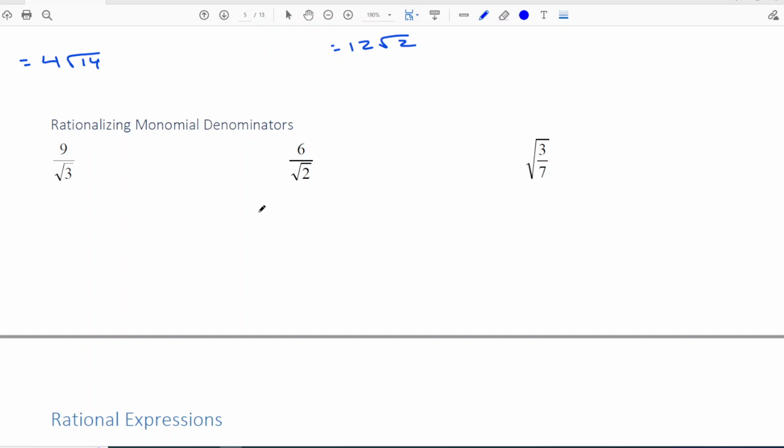The other thing that we're going to do with radicals is something called rationalizing monomial denominators. And this can get way harder than I've got it here, but this is all you really need to be able to do for Math 60. So what it's going to be is that you'll have a fraction, and in that fraction you'll notice that there is a radical in the denominator.